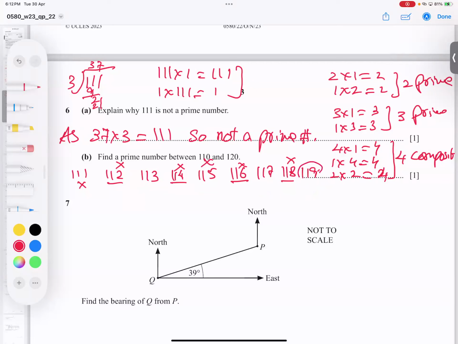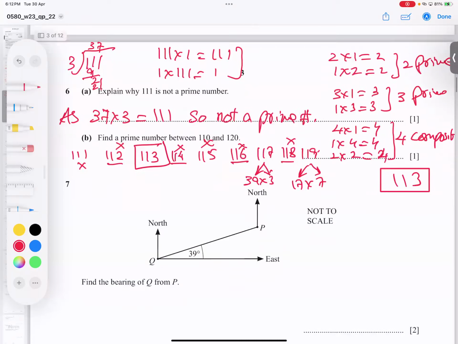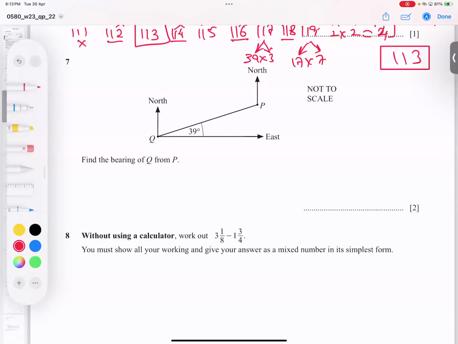And then what is left? 119, 117, and 113 are left behind. Now if I check 117 divided by 3, yes, it is divisible by 3, because 39 into 3 gives this answer. And 119: I check with 3, or I check with 7. Yes, with 7 it is possible. I divide by 7 and yes, I am getting 17. So 17 times 7. But the only number which is not possible is 113. So 113 is my answer. Now let's talk about the next question, which is number 7. He's asking for bearing.